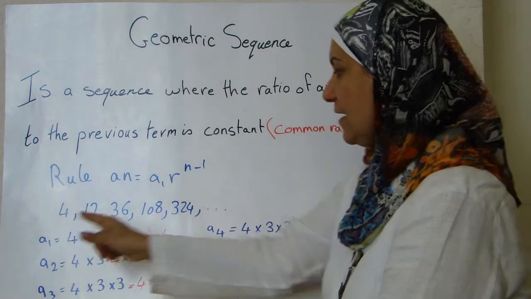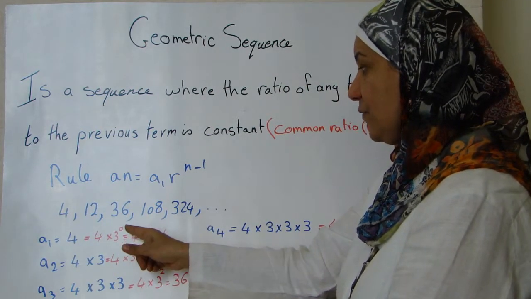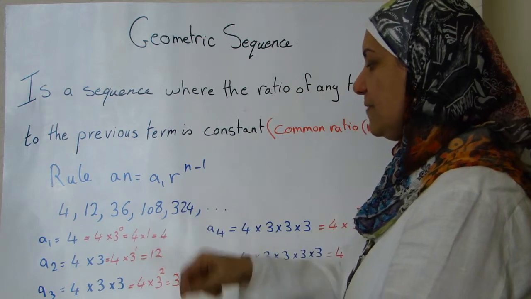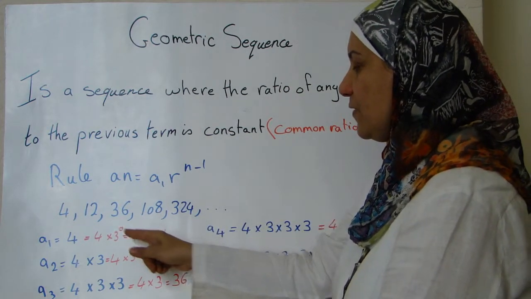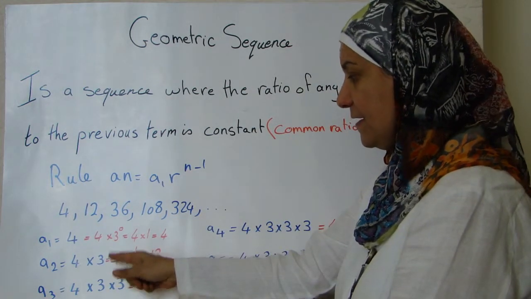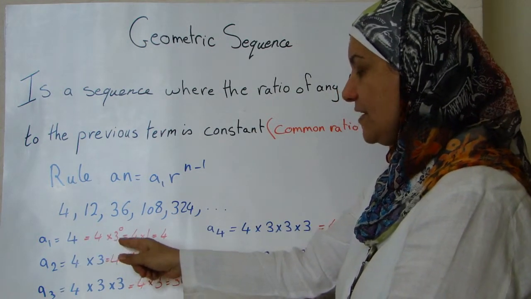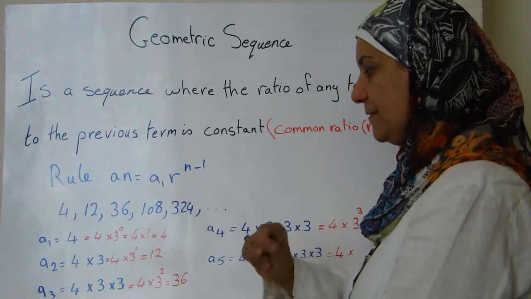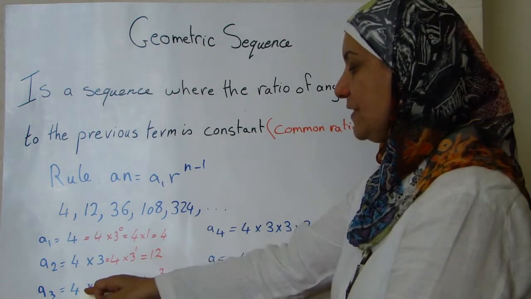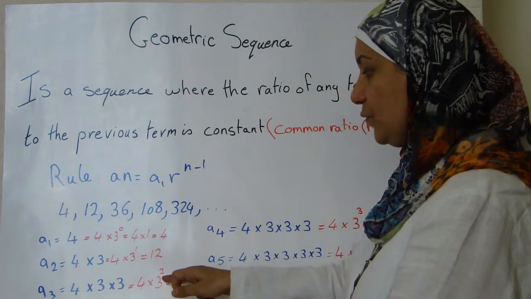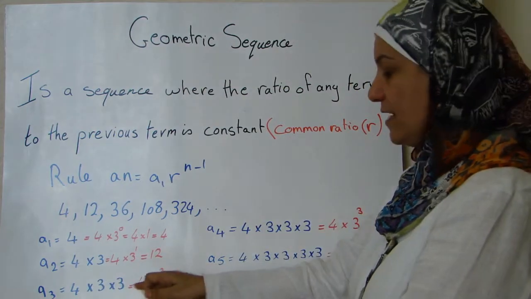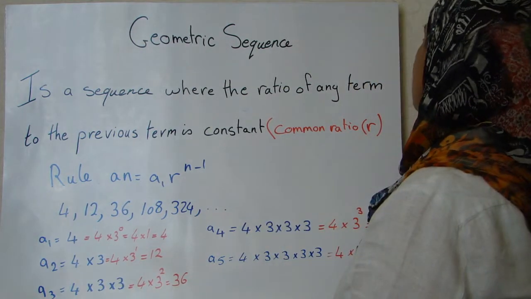For a1, I had n equals 1, r is 3. n minus 1, which is 1 minus 1, becomes 0. So it is 3 to the power of 0, which becomes 1. 4 times 3, for n equals 2, 2 minus 1 becomes 3 to the power of 1, as we see here, which is equal to 12. And then 4 times 3 to the power of 2. Why? Because my n was 3, and 3 minus 1 becomes 2. And so on.